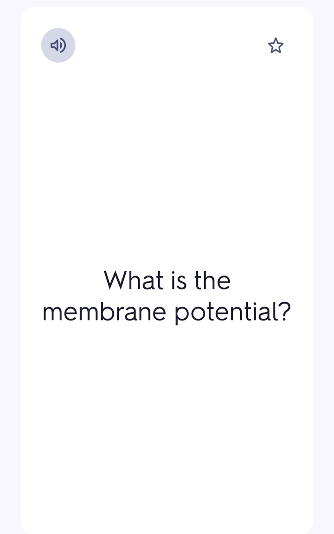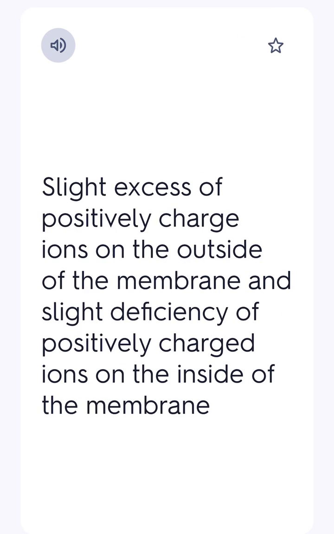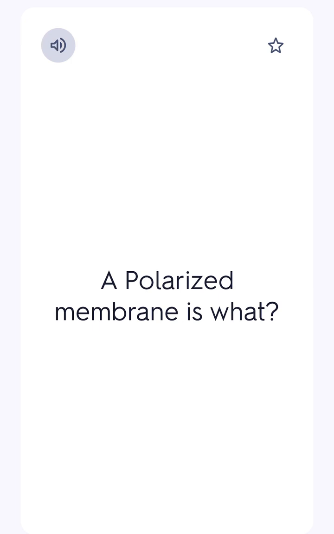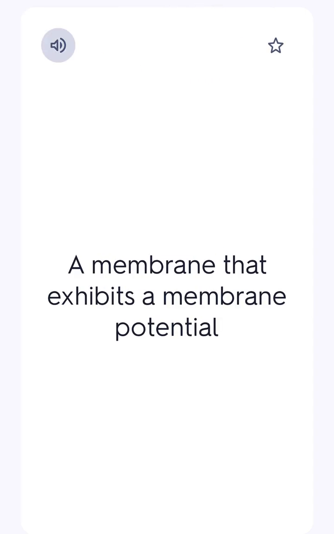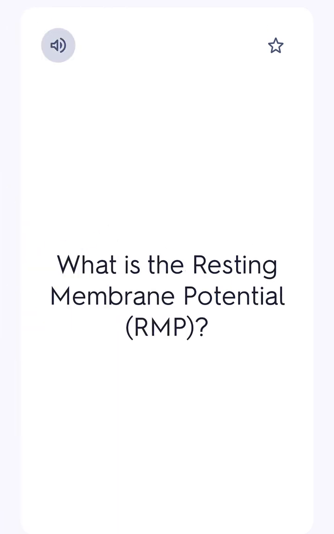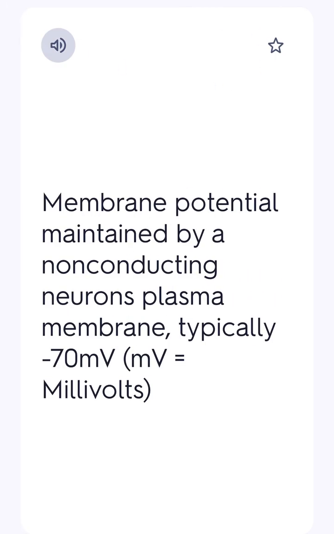What is the membrane potential? Slight excess of positively charged ions on the outside of the membrane and slight deficiency of positively charged ions on the inside of the membrane. A polarized membrane is what? A membrane that exhibits a membrane potential. What is the resting membrane potential? Membrane potential maintained by a non-conducting neuron's plasma membrane, typically -70 mV.